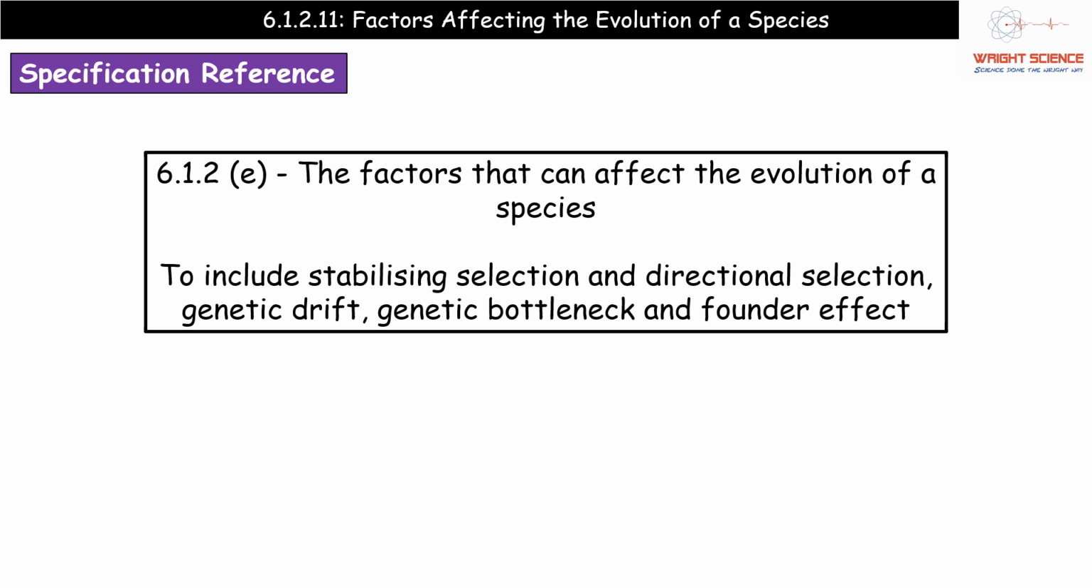This is a video in our Module 6 Part 2 series looking at the patterns of inheritance, and what we'll be doing in this video is have a look at specification reference 6.1.2e, the factors that can affect the evolution of a species. And we'll be having a look at these two key types of selection, stabilizing and directional selection, before we then go on to have a look at genetic drift, genetic bottlenecks, and the founder effect.